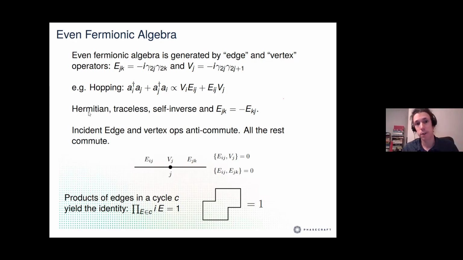These edge and vertex operators are Hermitian, they're traceless, they're self-inverse, and they obey a kind of sign relation. Well, for the edges, if you swap the j and k, you pick up a minus sign. Furthermore, the edge and vertex operators anti-commute when they're incident on the same site, and similarly for the edge operators. So this edge operator and this vertex operator anti-commute because they're incident on the same site, and similarly for these two edge operators. One final condition that you should bear in mind, because it's very important, is that products of edges around a cycle must yield the identity, right? So this is sort of a loop gauge condition.